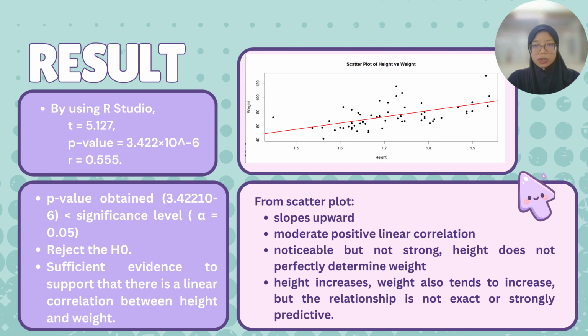The correlation coefficient r of 0.555 indicates a moderate positive correlation because the value falls between 0.5 and 0.8, which is the commonly accepted range for a moderate correlation. This means the relationship is noticeable, but it is not very strong. Therefore, as height increases, weight also tends to increase, but height alone cannot perfectly predict a person's weight because there are other factors also influencing it.